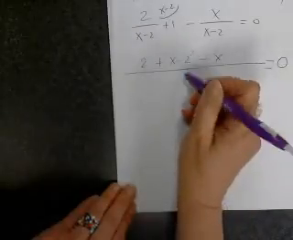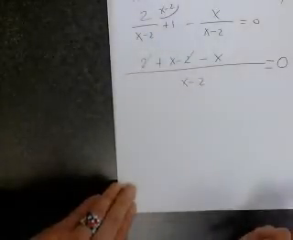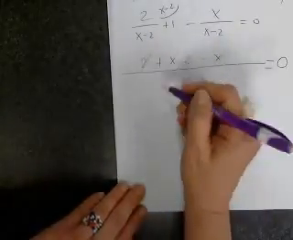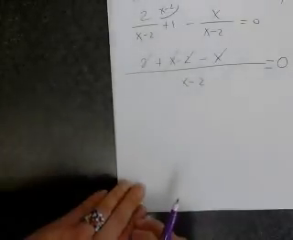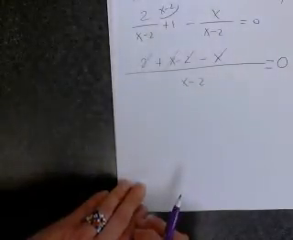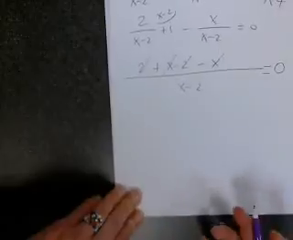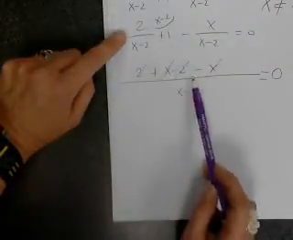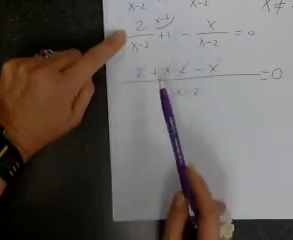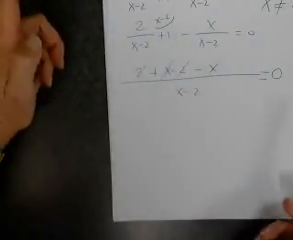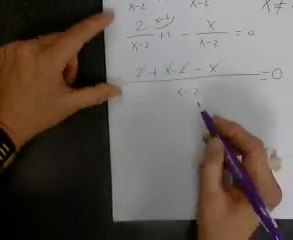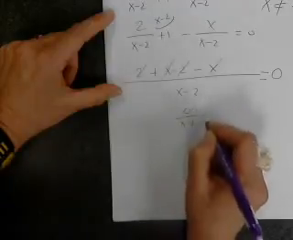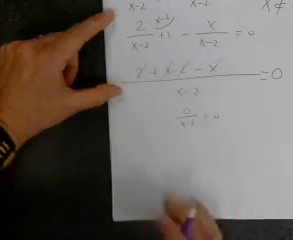So negative 2 with positive 2 go away. Positive x with negative x go away. Right? So I had 2, I had plus x minus 2, I had minus x. But x with negative x go away, and 2 with minus 2 go away. So I have 0 divided by x minus 2 equals 0.